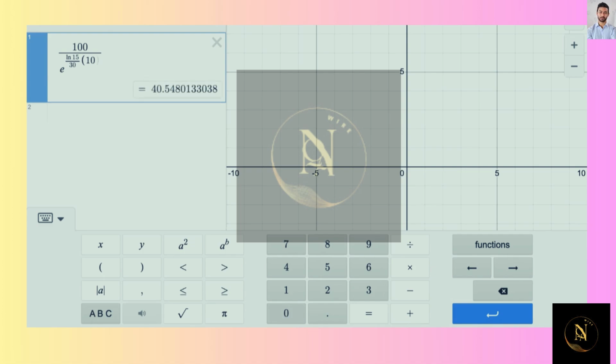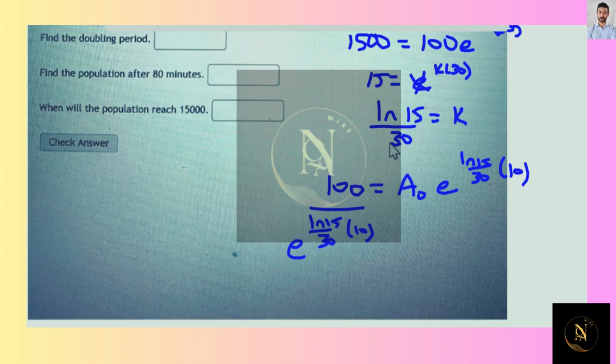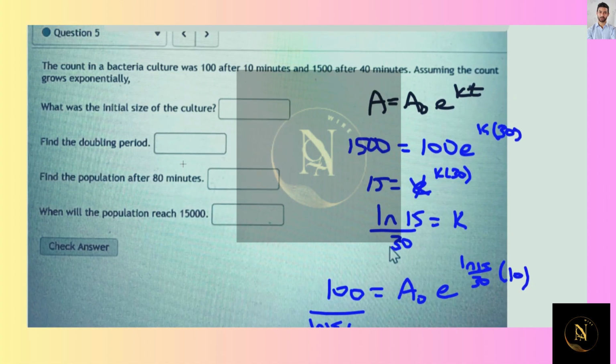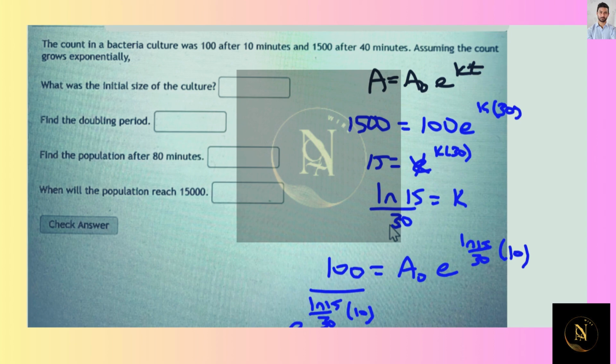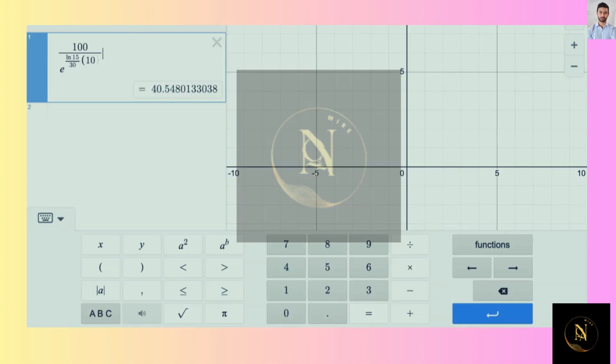which would be, it doesn't say what to round to, so I'm going to round to the nearest one, so we're not going to count a partial. So I'm going to say 41.